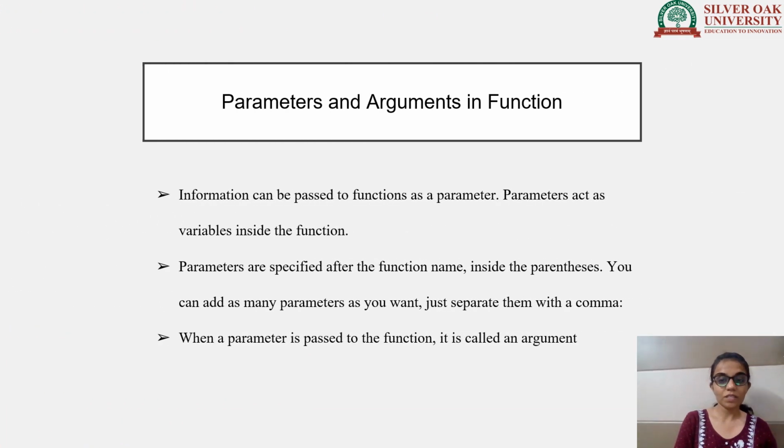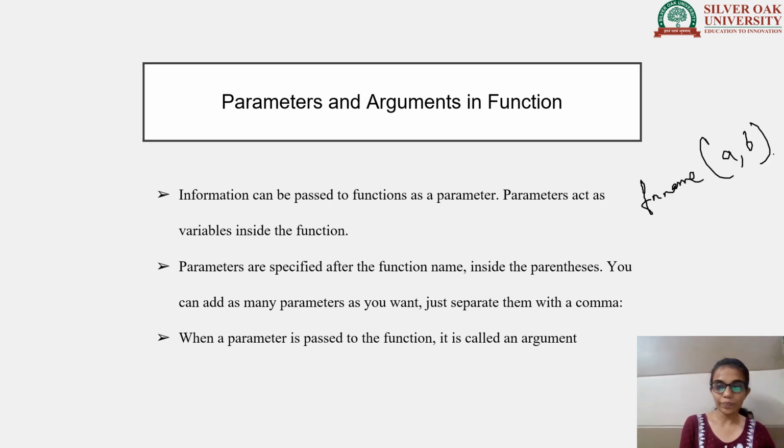Parameters and arguments in functions. So what is the difference between parameters and arguments? Let's see. Information can be passed to a function as a parameter. A parameter acts as a variable inside the function. Now, as we have seen, if I want to define a function, here I will write down the function name. Here I can pass the arguments, sorry, parameters. When I am defining it, it is the parameters.